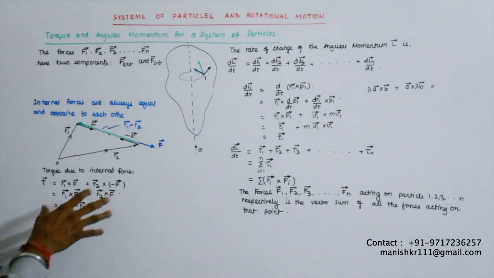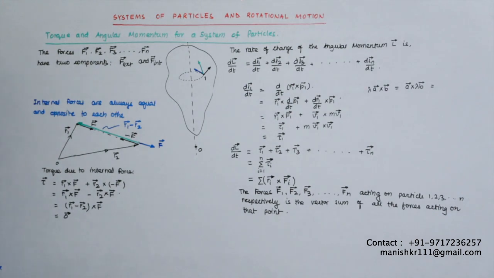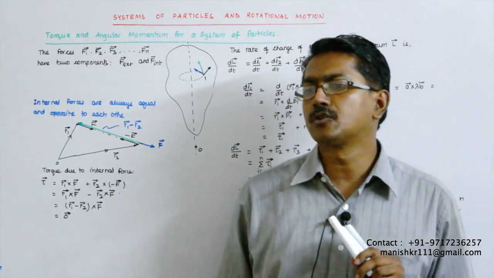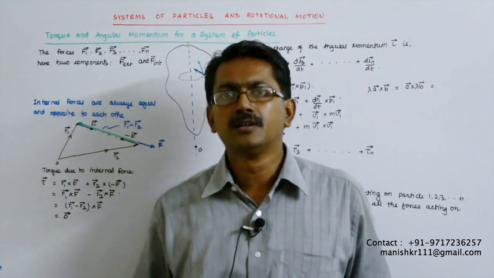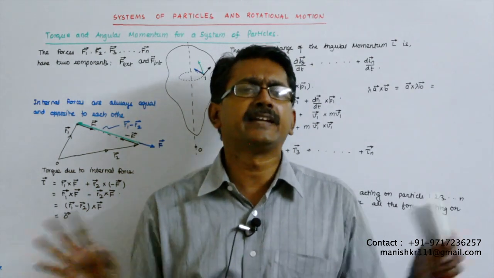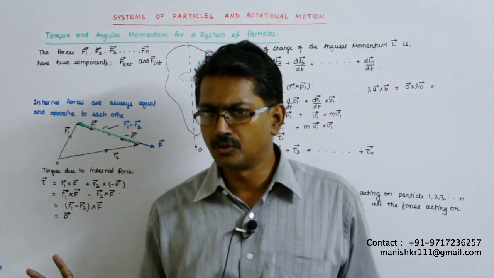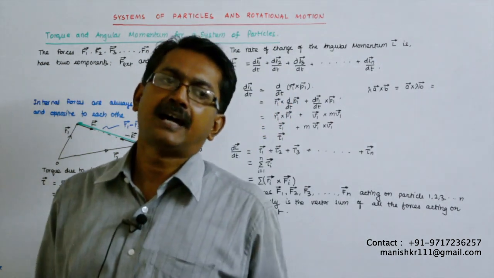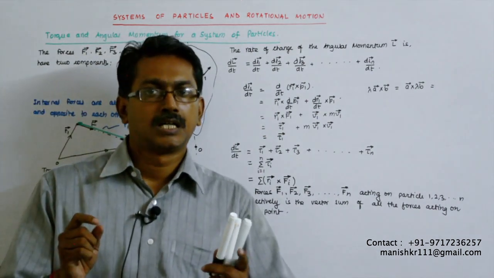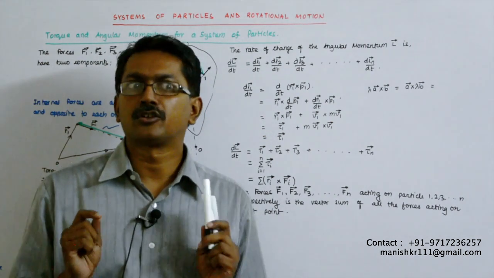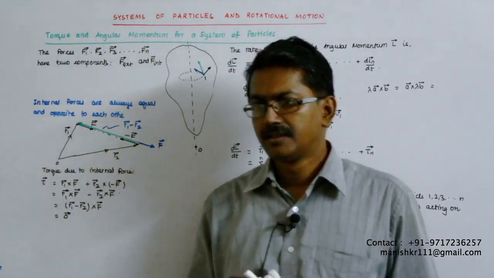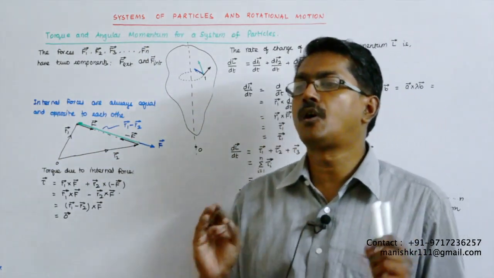So what have I somehow proved? I have proved that for any pair of the internal forces taken together, when you find the torque with respect to wherever your origin is, you get a value 0. So for every pair, it goes to 0. So what does it mean? It means that the internal forces do not generate any torque. The internal forces are not generating any torque whatsoever.